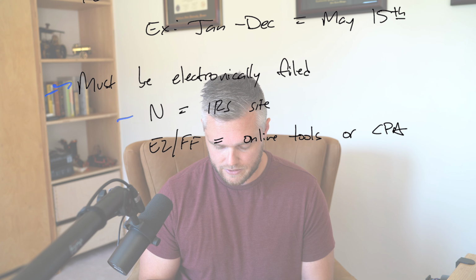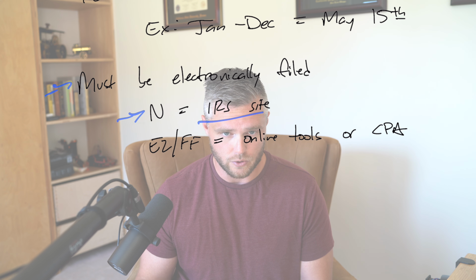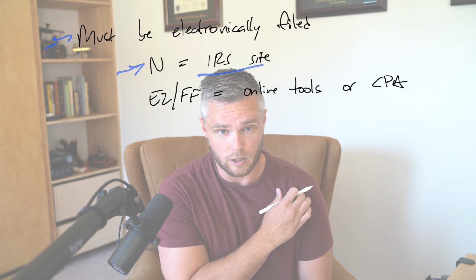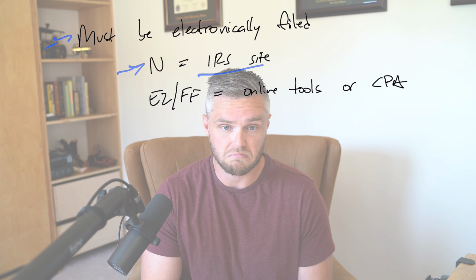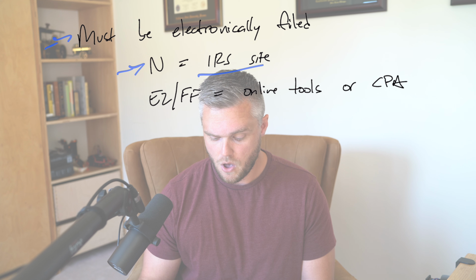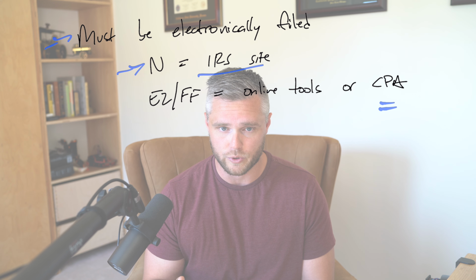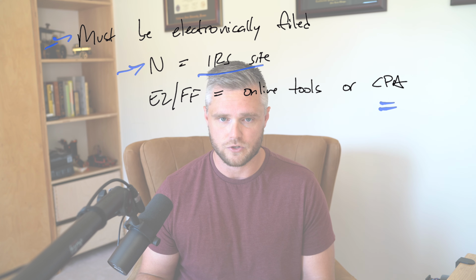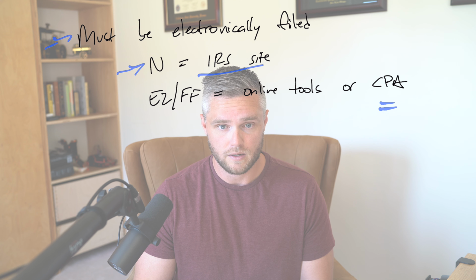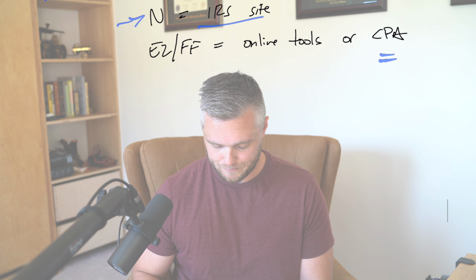So on the N side, this again is done through the IRS site. So super easy, go to the IRS site and you can do it right there in their portal. The EZ and the full form, there are online tools that are available for this. I've seen 2 or 3 different tools that will walk you through everything. There's a fee for them and you can basically do it yourself. Or this is also a form that CPAs can file for you. So much like a personal return or a business tax return, 990s are something that CPAs can offer as well, if you find a CPA firm that is good working with nonprofits. Not all of them like to do that, but that is available.